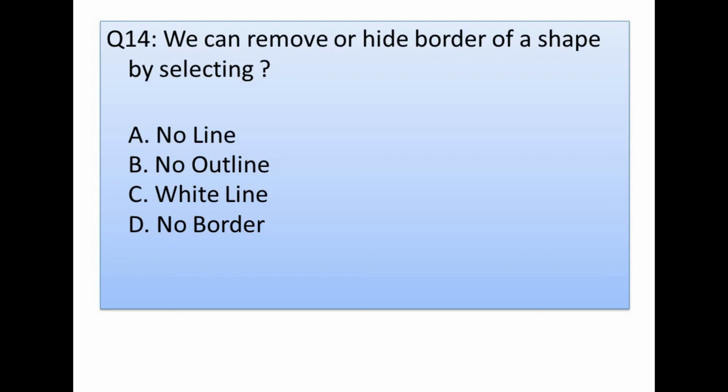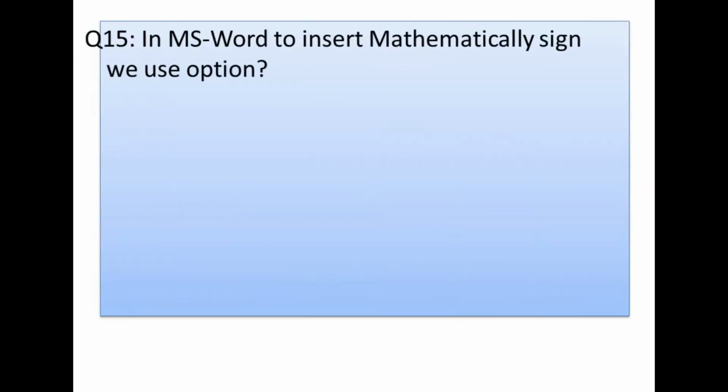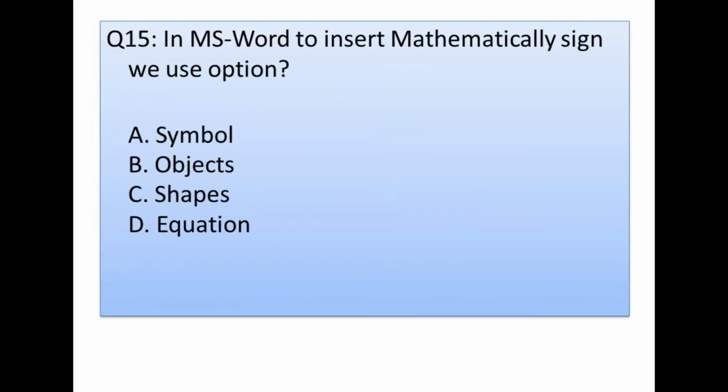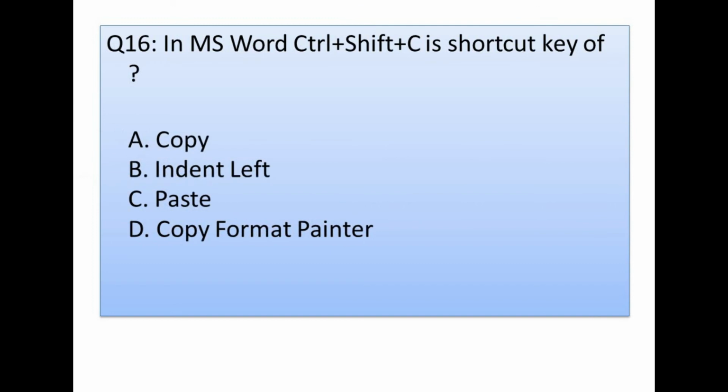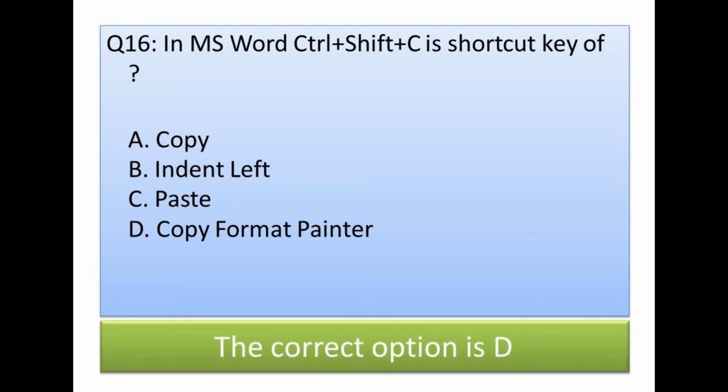We can remove or hide the border of a shape by selecting no line, no outline, white line, no border. So the correct option is B. In MS Word, to insert a mathematical sign, we use option: symbol, objects, shapes, equation. So the correct option is D. In MS Word, Ctrl+Shift+C is the shortcut key of copy, indent left, paste, copy format painter. So the correct option is D.